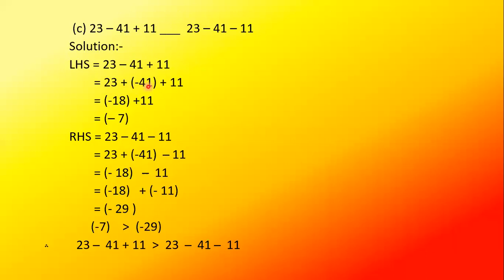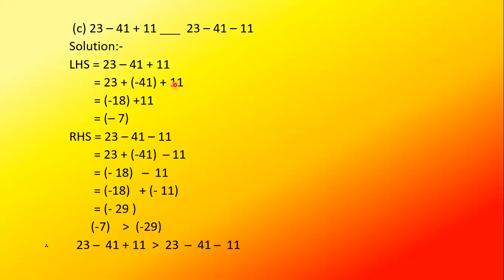One is positive and one is negative. So we'll take the difference in the absolute value. 41 minus 23 is 18. And the greater integer's sign we will place. That means the answer will be -18. Now to -18, we will add the third integer 11. -18 plus 11. Here also one negative and one positive. Difference is 7. And place the sign of the greater integer, that is -7. So the sum of numbers in LHS is -7.